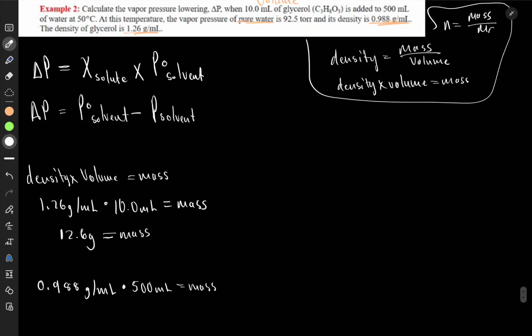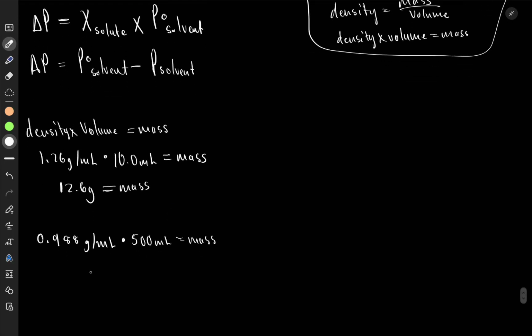All right, so let's go for it. 0.988 times 500. It's 494. So I'll get 494 mils. This should give me the mass. Okay, so now I have these two. I have the masses. What should I go ahead and do now that I have the mass of the glycerol? This is the mass of glycerol. And then here we have the mass of water.